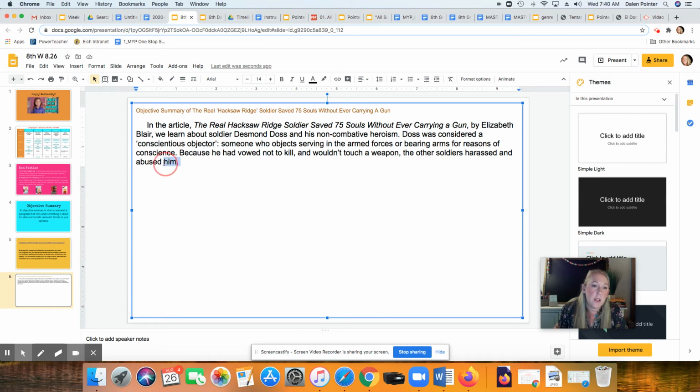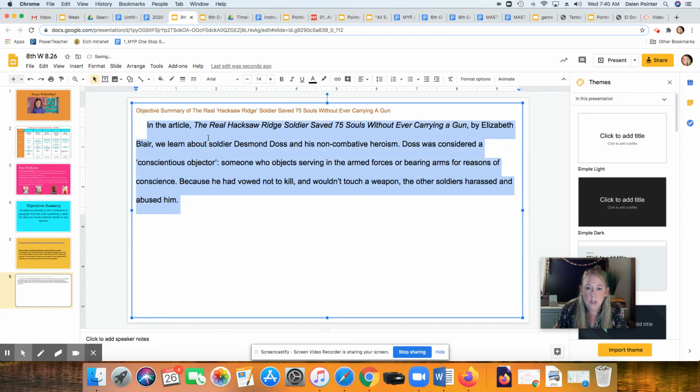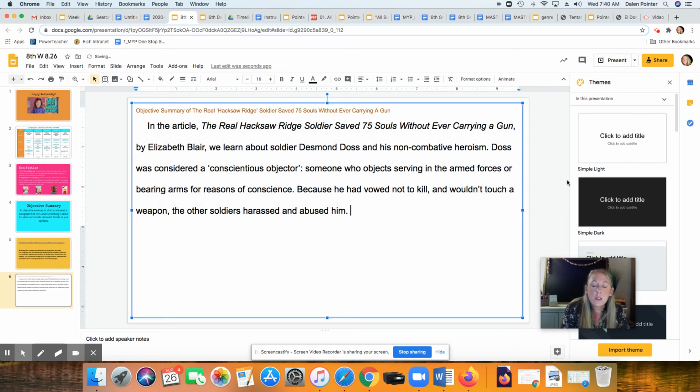I'm going to really quickly put this into double spaced just so it's easier for you guys to read. Maybe I should make it a little bigger too. Okay. So he wouldn't touch a weapon. The other soldiers harassed and abused him. And now we're talking about the main event of it.